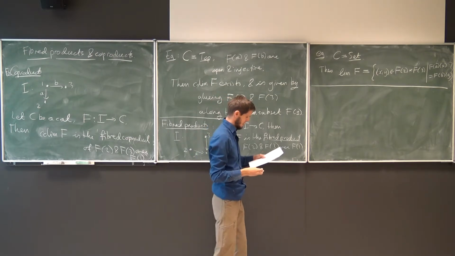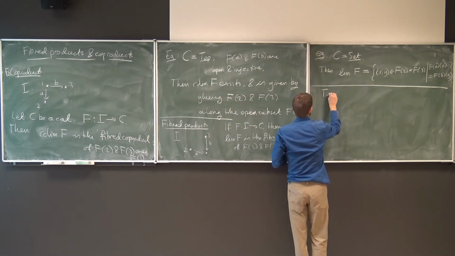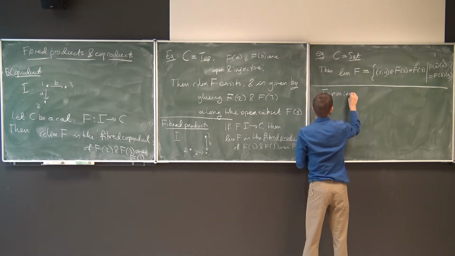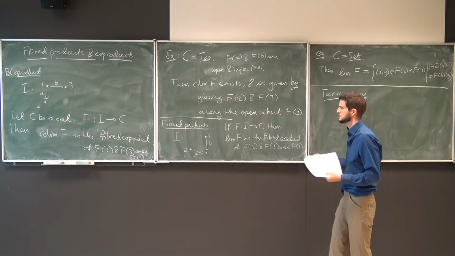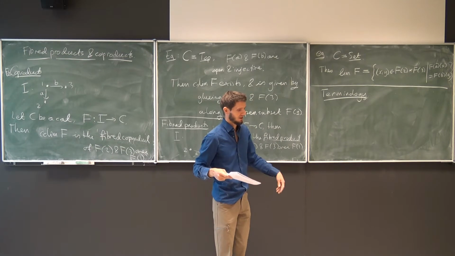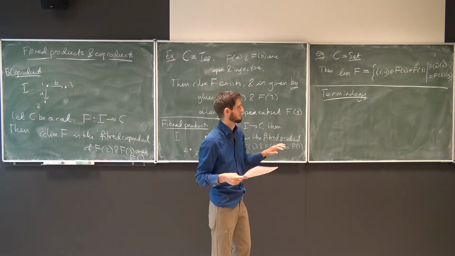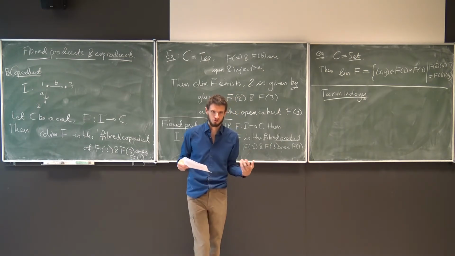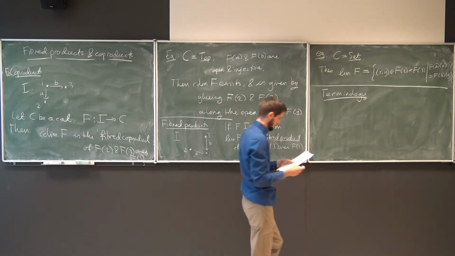Okay, so I want to do a quick guide to terminology at this point, because the terminology around limits and colimits can be very confusing. Essentially, they've appeared in various different versions, sort of more general as time has gone on, and the language has sort of evolved or not with them, and the result is a little bit of a mess.